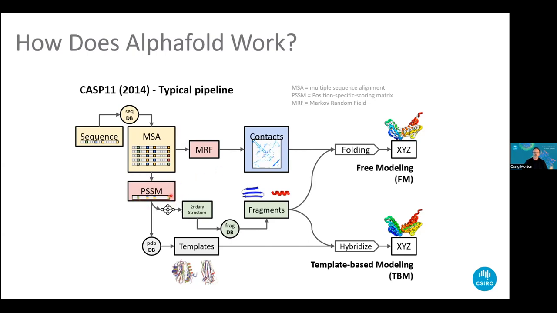You took this analysis of the position-specific scoring matrix and used it to predict secondary structures, to search through databases of known structures to find fragments that contain those structures. And you also looked in the PDB for possible template molecules that were similar enough to your initial sequence that you could use them for template-based modeling. And you would then combine those bits of information, the contact maps and the fragments, to do a folding-based prediction, free modeling effectively, and a template-based modeling where there were protein templates that were close enough, combined again with fragment data, to try and hybridize that to, again, model the three-dimensional coordinates of your protein. So that was back in 2014.